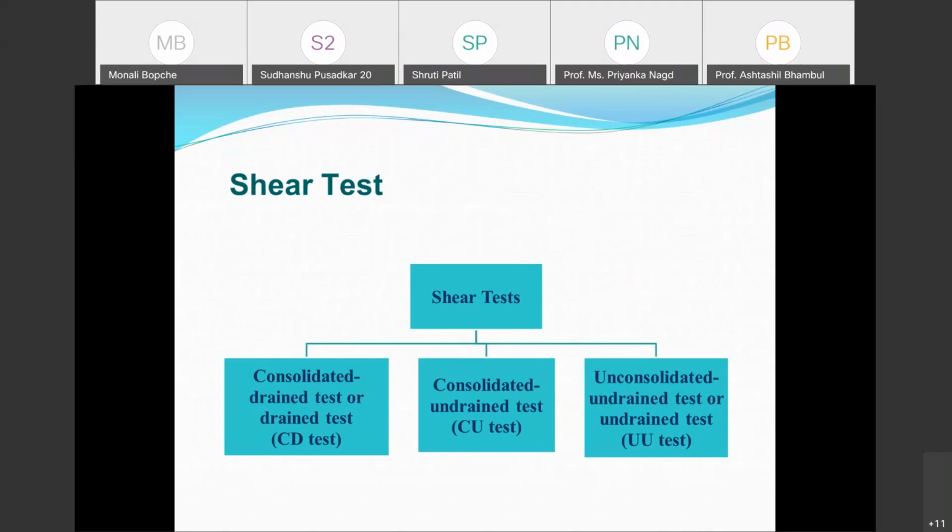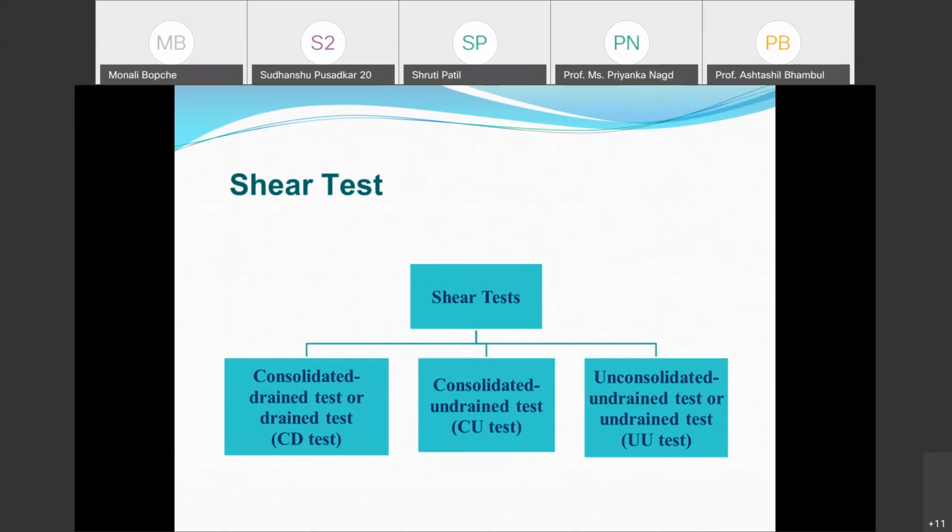CD means consolidated drained test. CU means consolidated undrained test. UU means unconsolidated undrained test. So first I will explain the UU test. Say I have taken a soil sample and just tested it directly. I have not applied a pressure to consolidate it, and I have not allowed the water to flow through it. Because as the water flows through it, the pore water pressure will reduce and the effective stress will increase. So I don't want to know how my pore water pressure changes during the process. Simply, I will bring the sample and test it. That is the unconsolidated undrained test.